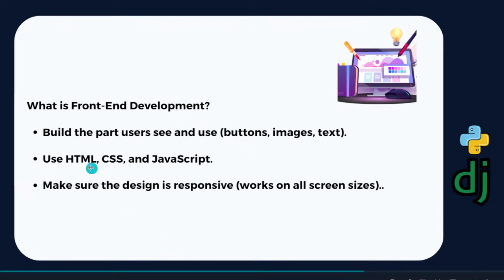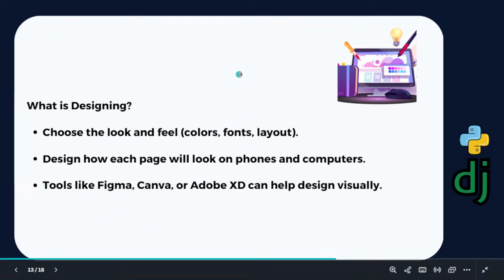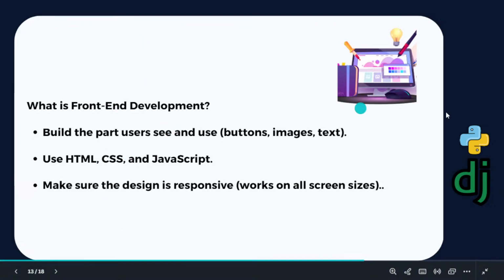First we need to design our website in the proper manner. After that we create everything in the front end parts. So how the buttons look, how the images are in the website, and text, everything we need to write using tools like HTML, CSS, JavaScript. We need to build these things.